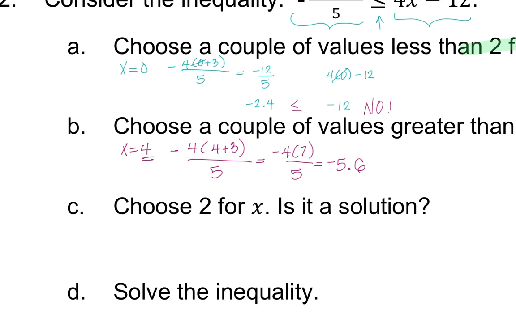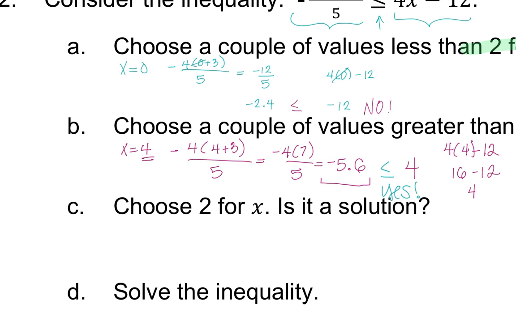Now we can try that value of 4 in the right-hand side as well. So we have 4 times 4, minus 12. 4 times 4 is 16. 16 minus 12 is 4. So on the left-hand side, we had negative 5.6. On the right, we got 4. So is that less than or equal? Is negative 5.6 less than or equal to 4? Yes, so that part worked.